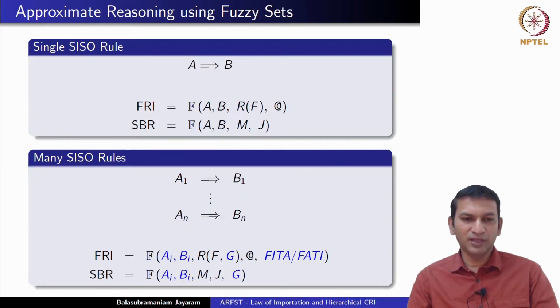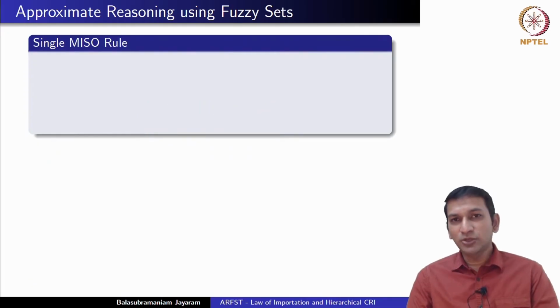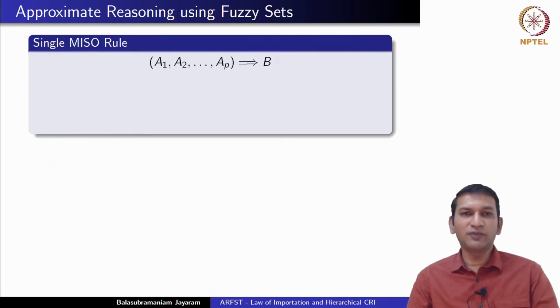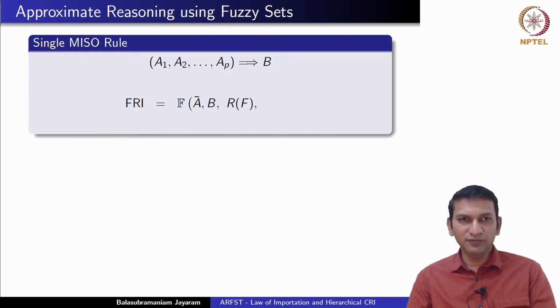Whereas in the case of an SBR, we will only need the aggregation function G as extra compared to having a single SISO rule. Now, if you have a single MISO rule, that means a rule where you have p dimensional inputs, a single rule where we have p antecedents relating to a single consequent. In the case of an FRI, we have this a bar indicating a multidimensional input. We only need a function f to relate the multidimensional antecedent to the consequent, and a composition operator. Of course, we need an antecedent combiner K to combine all of them to get a single relation.